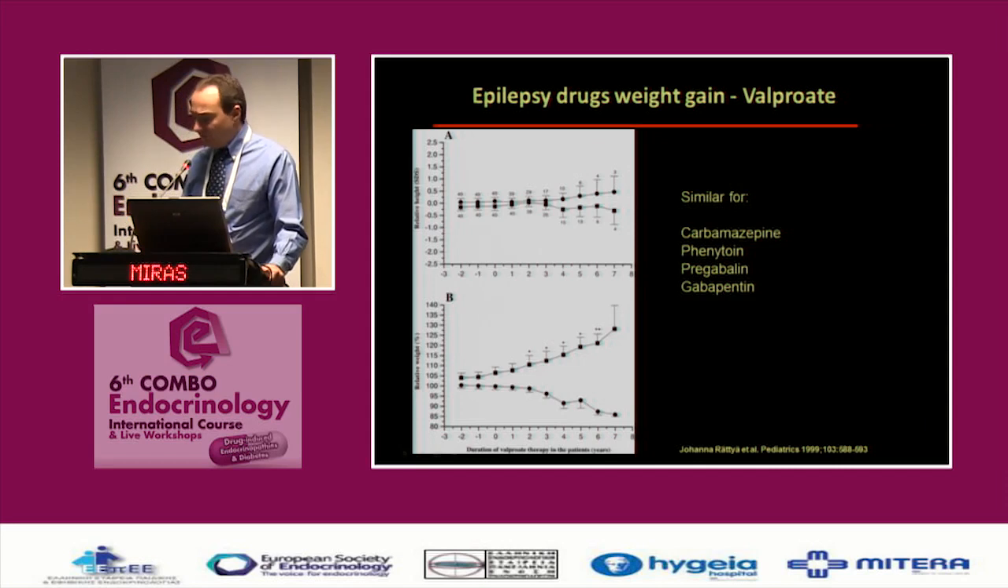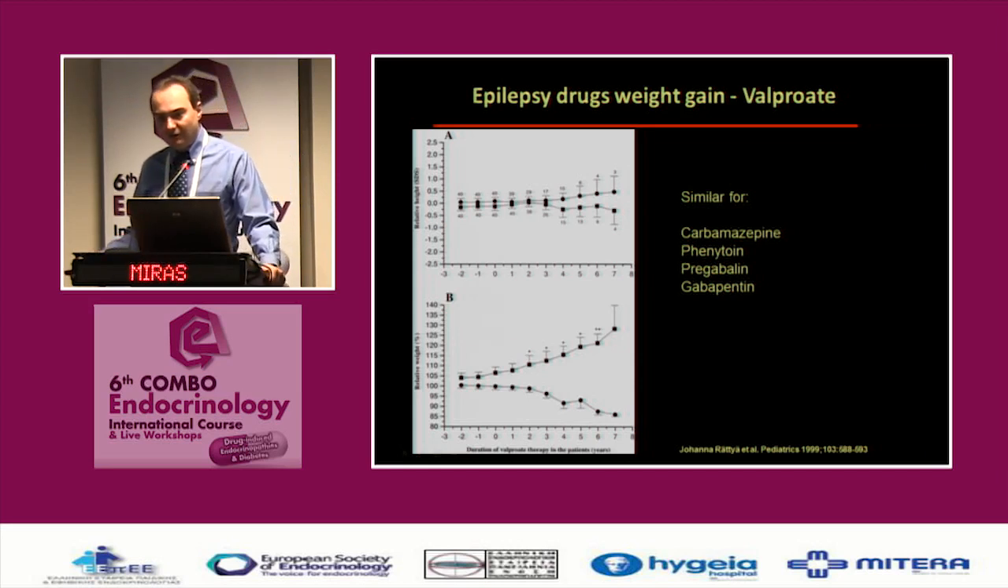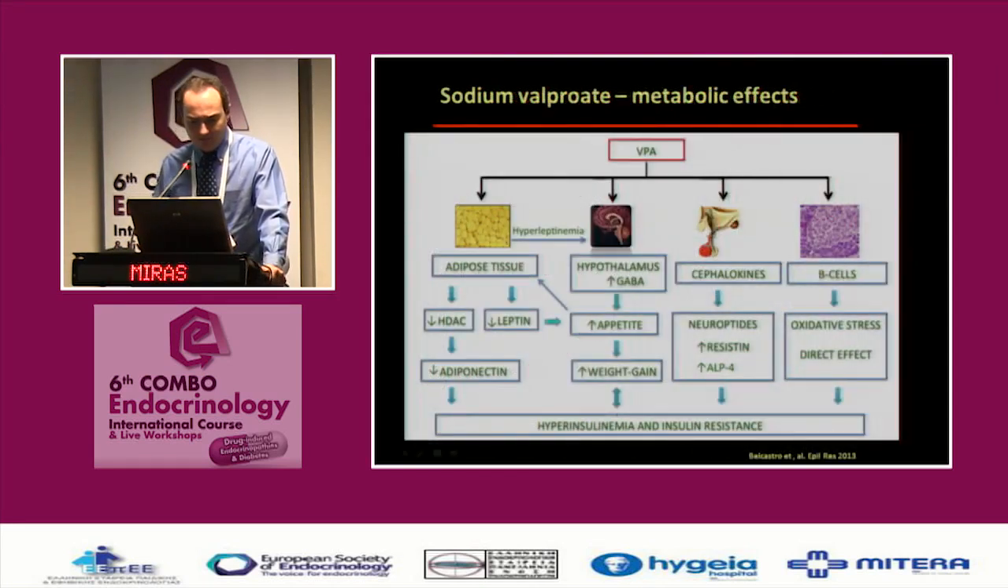But this is a typical example of weight gain when you're using sodium valproate in this graph, but similar results can be obtained for carbamazepine, phenytoin, and unfortunately, pregabalin and gabapentin as well. The implication and the problem here is that pregabalin and gabapentin are used for peripheral neuropathies in patients with diabetes, and certainly they contribute to weight gain when we use them. They're pretty good, though, for sensory neuropathy, so they were a difficult balance.